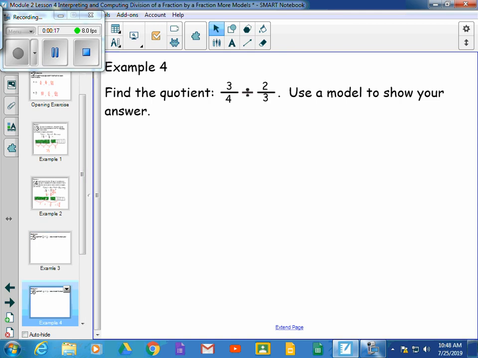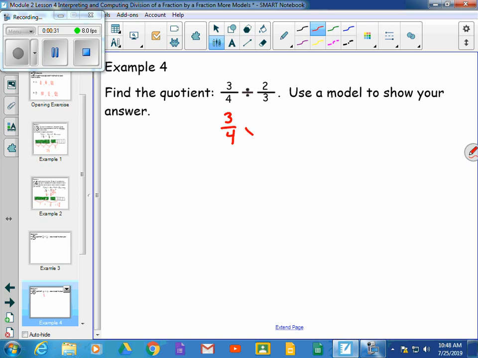It asks us to find the quotient of 3/4 divided by 2/3 and to use a model to show your answer. Let's first use the old keep it, change it, flip it method to get an answer, to get a quotient. Keep it, change it, flip it.